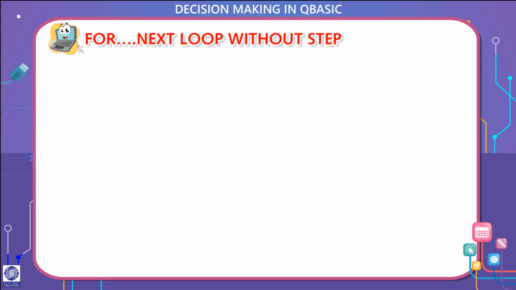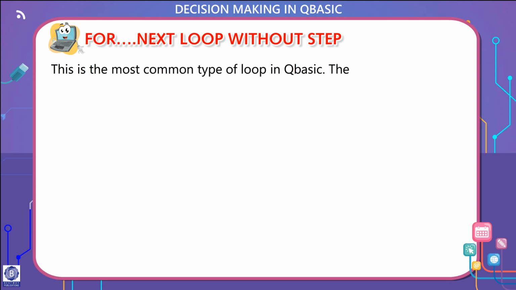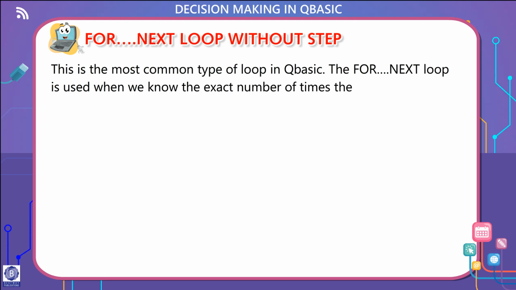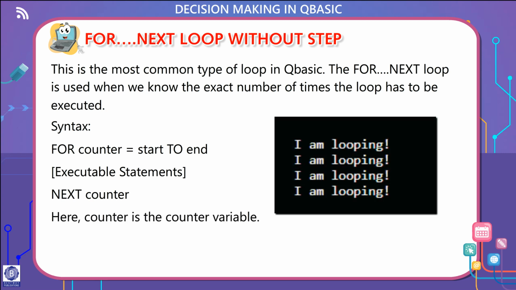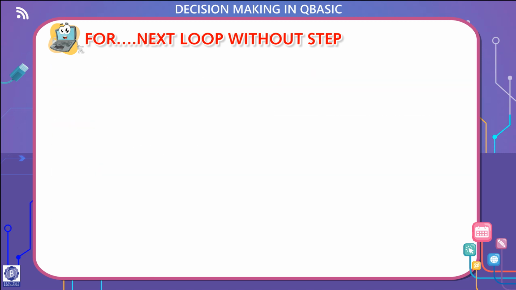For-next loop without step. This is the most common type of loop in QBasic. The for-next loop is used when we know the exact number of times the loop has to be executed. Syntax: for counter is equal to start to end, executable statements, next counter. Here, counter is the counter variable.